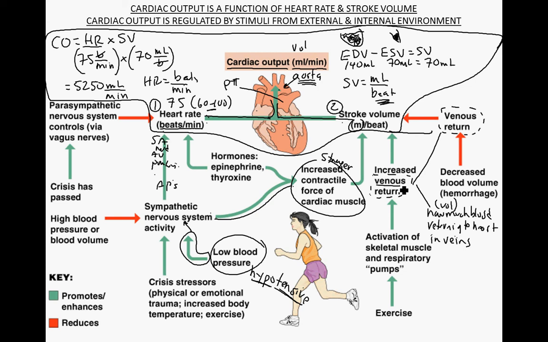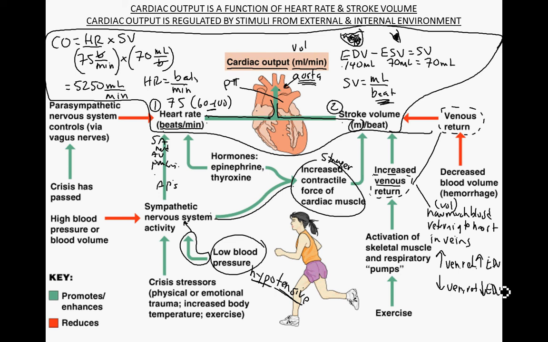So the more blood that comes back to the heart, the end diastolic volume will then be larger because you're able to put more blood into those ventricles, right? So increased venous return increases end diastolic volume, right? And decreased venous return lowers end diastolic volume, okay?